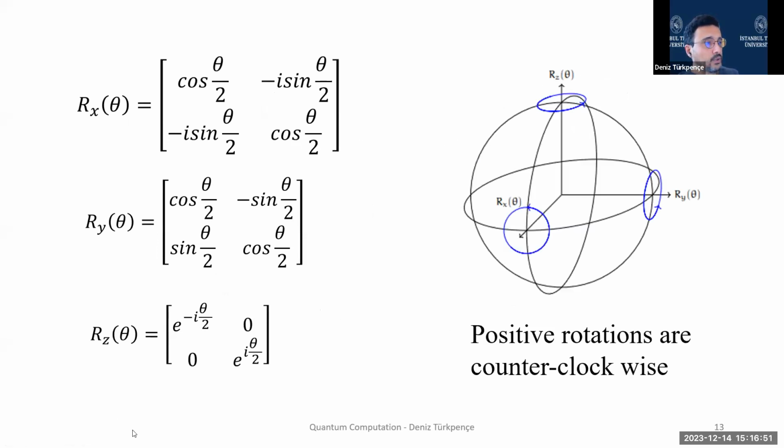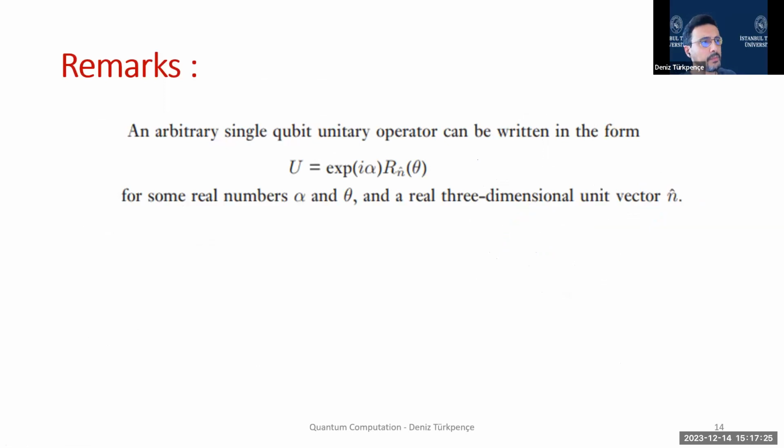But we should express in which direction the rotation goes, counterclockwise or clockwise. Counterclockwise rotations are always assumed to be positive, and clockwise rotations are assumed to be negative rotations. Okay, so this is the way we assume these rotations. We should have some remarks.